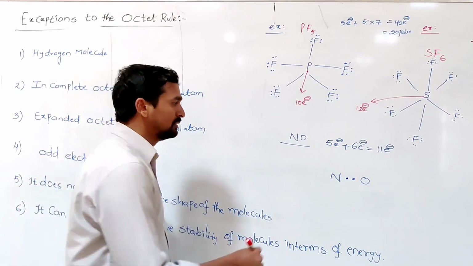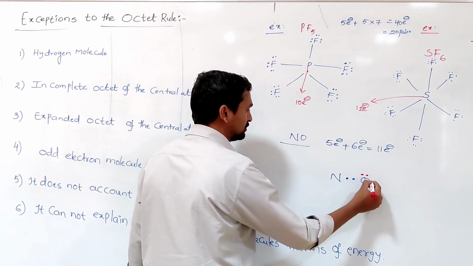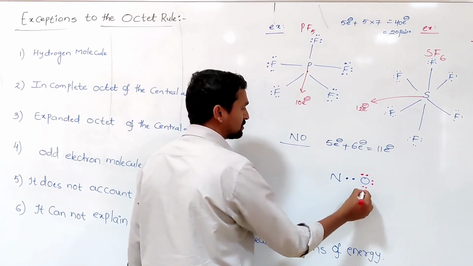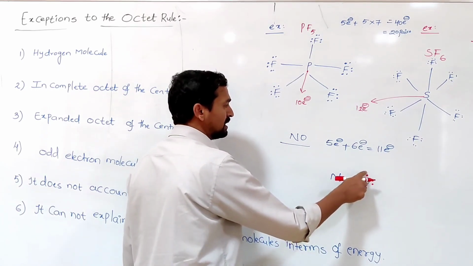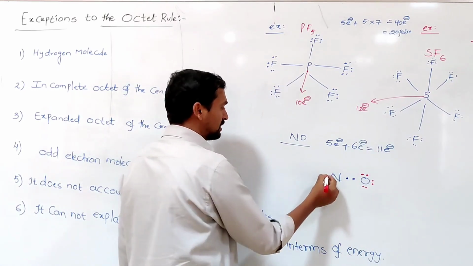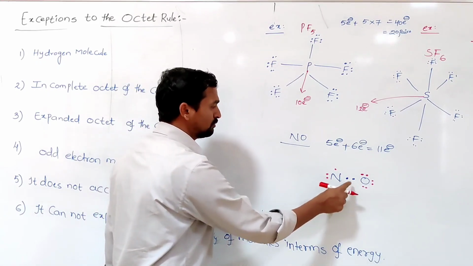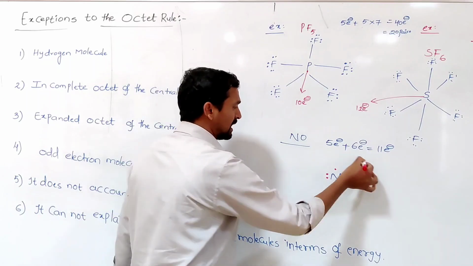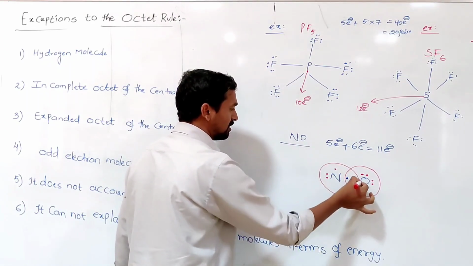After that I will try to fulfill the octet configuration. 2, 4 and 6. In total how many electrons are completed? So 2, 4, 6, 8. So 3 more electrons are there. Those 3 electrons, if I write like this, 1, 2, 3, so then here 2, 4, 6. This is getting the octet configuration because of 8 electrons. But is it getting the octet configuration?